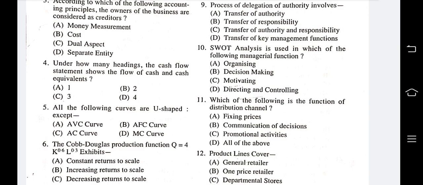The cash flow statement has three main categories. These are operating activities, investment activities and financial activities of a company. These are the three categories of a cash flow statement. Okay.